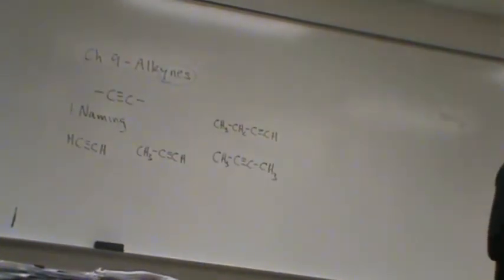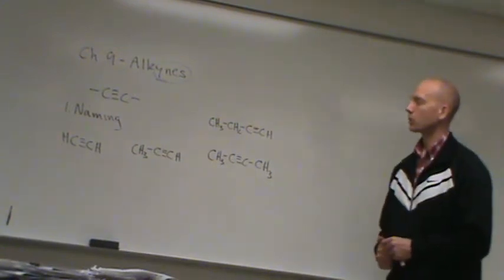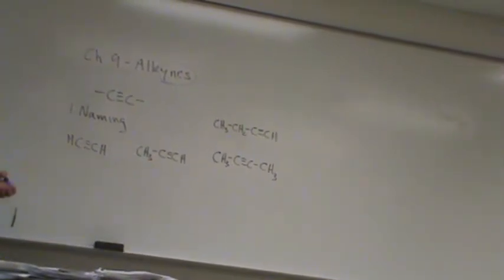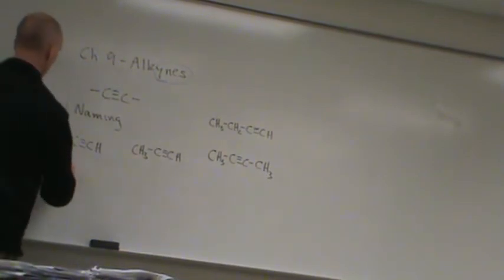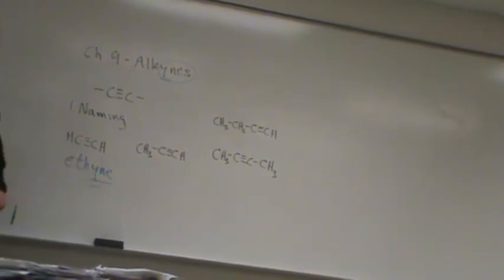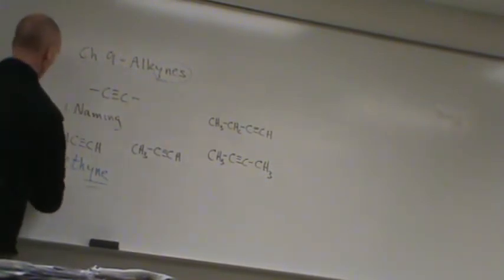By looking at these alkynes, they're very simple to name once you know how to name alkanes. The 2-carbon triple bond comes from ethane, but since we have the triple bond, we put Y and E there so we get ethyne. Ethyne. This also is what's called acetylene.